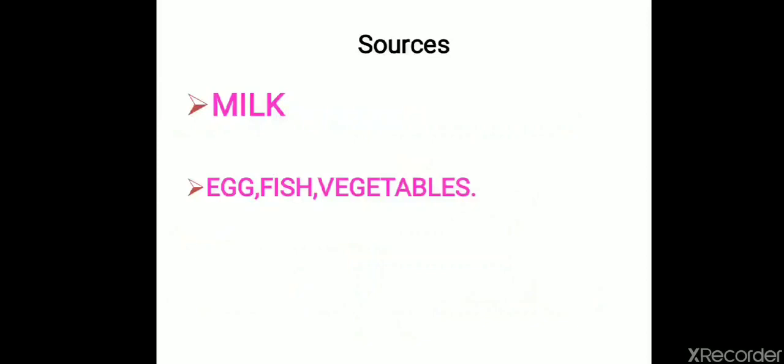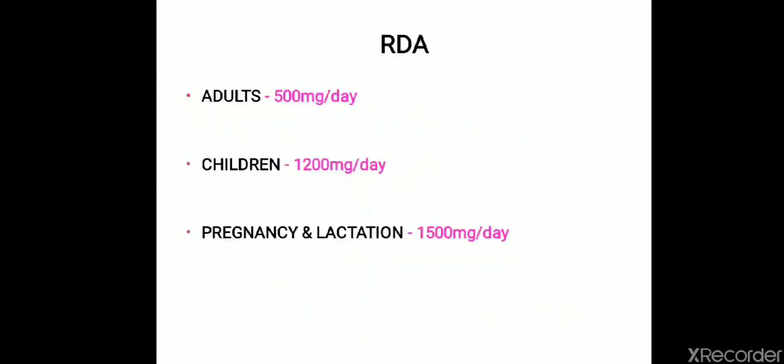Coming to the dietary sources of calcium, milk is the richest source, and the other sources are egg, fish and vegetables. Regarding the nutritional requirement, an adult individual requires almost 500 milligram of calcium per day. In children, the requirement is around 1200 milligram per day. In pregnancy and lactation, the requirement is more, almost 1500 milligram per day.